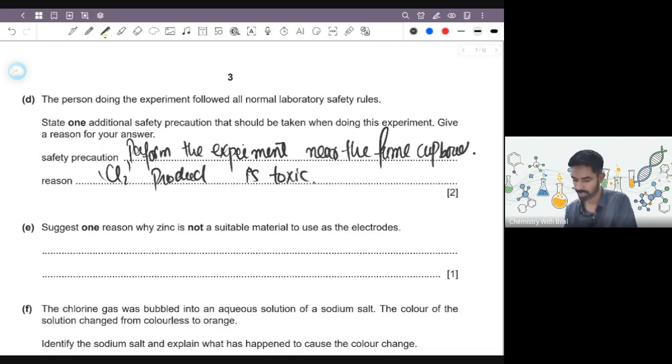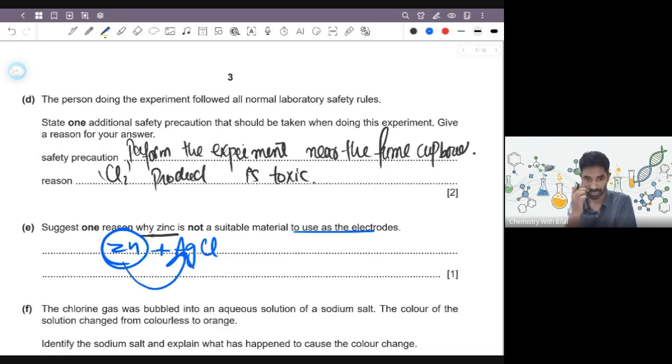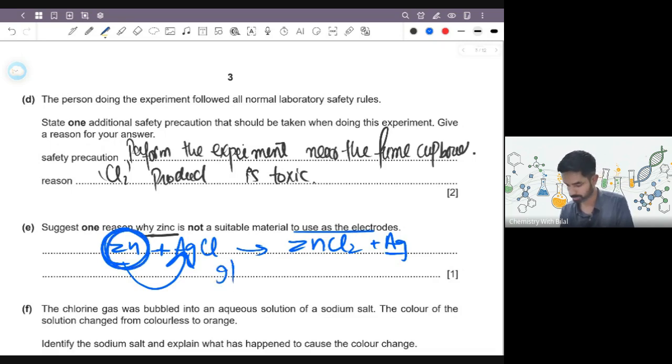Now suggest why zinc is not a suitable material. We are using silver chloride, and if you recall the reactivity series, zinc is more reactive. It can displace the silver. So it can react with silver chloride and form zinc chloride instead, and silver will be displaced. So what will you simply write? It can react with the electrolyte and get used up, because it won't give the result which we want.